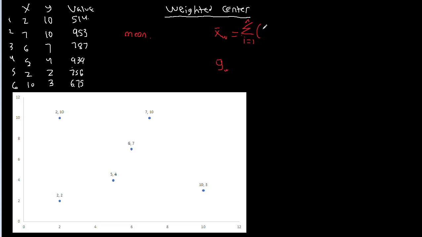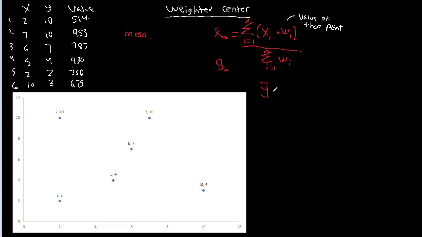But we're going to sum the x sub i, so it's the x coordinate, times the weight sub i. This w sub i is going to be the value associated with the point. So when i is equal to 1, x is going to be 2, and this w sub i is going to be 514. Then we're going to divide that not by n, but by the summation from i equals 1 to n of w sub i, where again, this is the value of the point. Essentially, we're summing up the x coordinate times its weight, and then dividing that by the total sum of the value of whatever variable we're interested in. We're summing up that column.